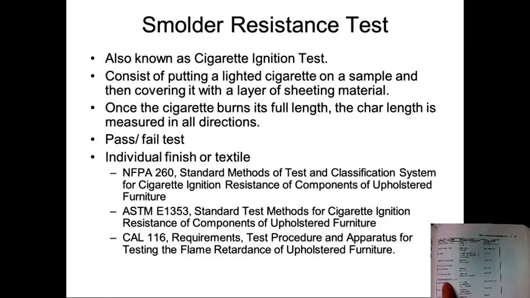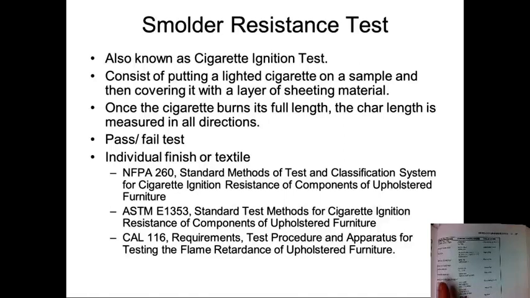Next, you have a smolder resistance test. It's known as a cigarette ignition test. It consists of putting the lighted cigarette on a sample and then covering it with a layer of sheeting materials. Once the cigarette burns its full length, the char length is measured in all directions.